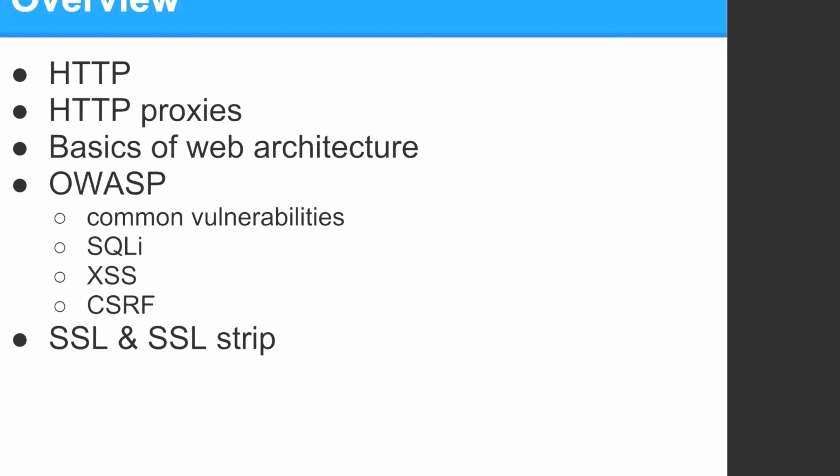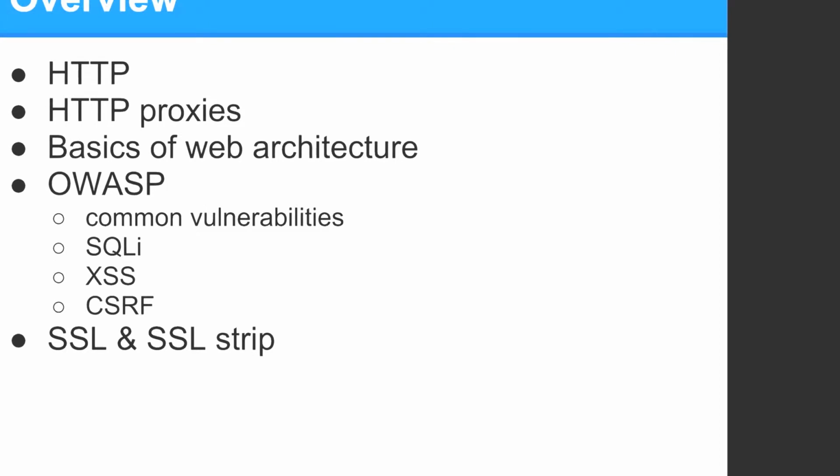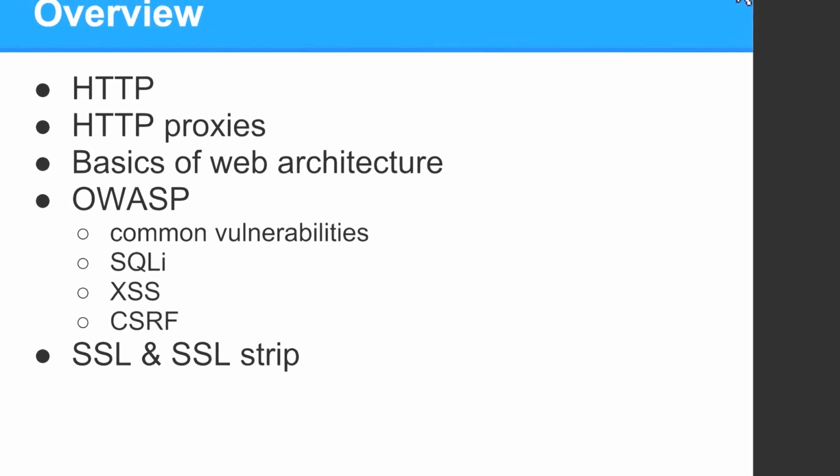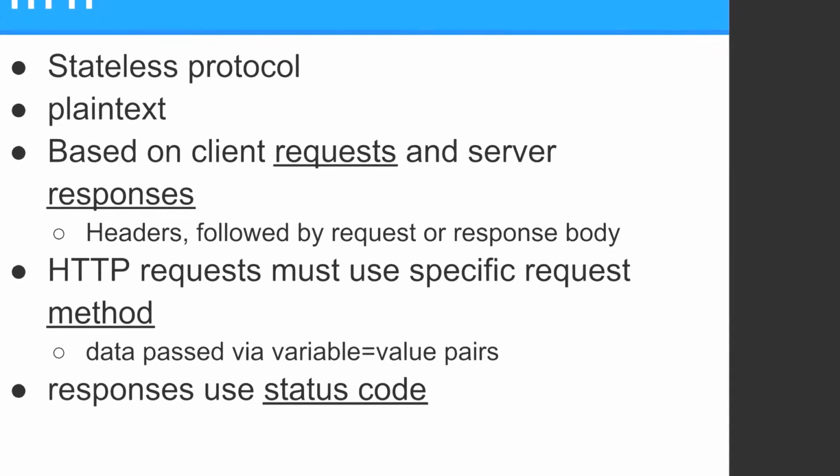So we're going to give an overview of HTTP, HTTP proxies, the basics of web architectures, and then we're going to go into OWASP. If you do any web security or any web development, you have to know what OWASP is. It's like an unspoken rule. You just have to. And then perhaps two lectures from now, we'll get into SSL and SSL script.